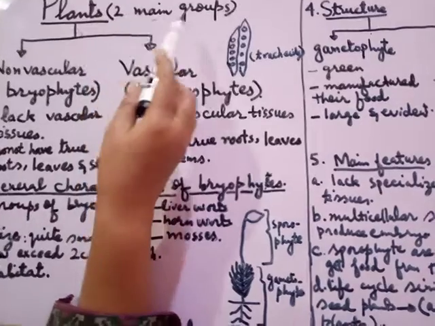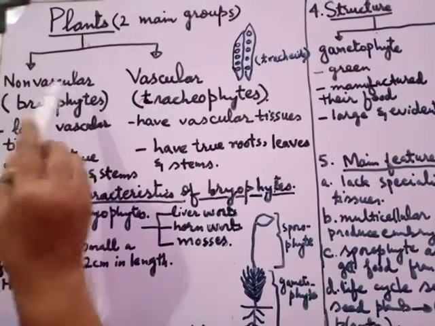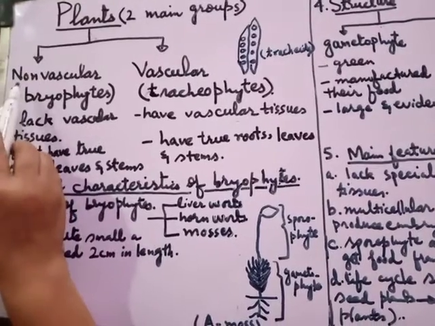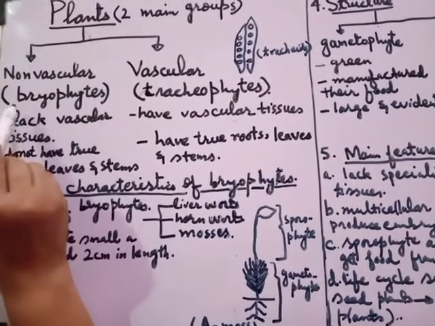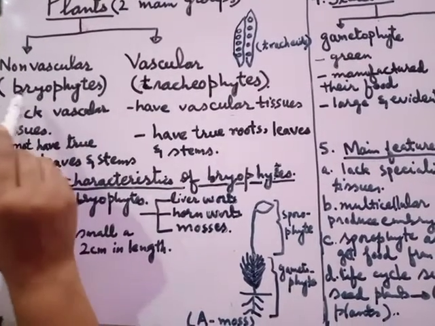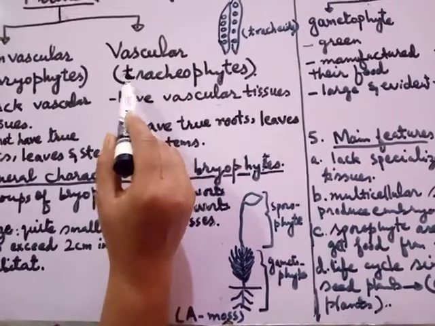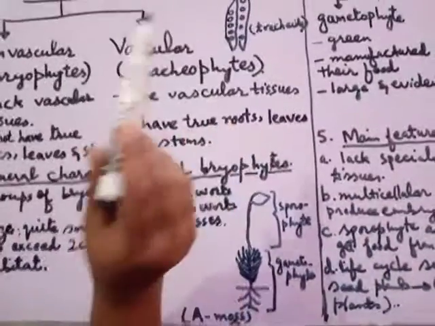Students, plants are divided into two main groups: non-vascular plants and vascular plants. Non-vascular plants are also called bryophytes, while vascular plants we call tracheophytes.